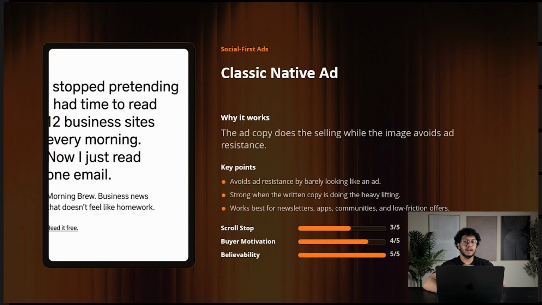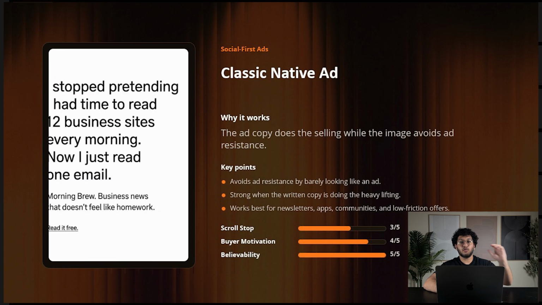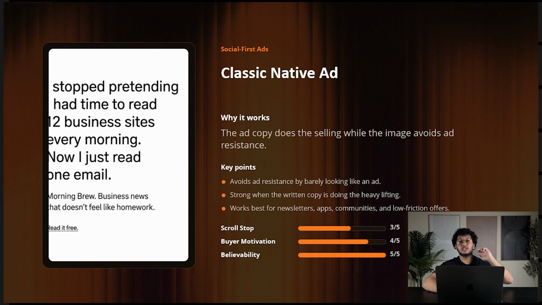C tier. Next is the classic native ad. Classic native ads are D tier. This is the format where the image barely looks like an ad. Sometimes it is just text. Sometimes there is no product. That can reduce ad resistance, but it also puts a lot of pressure on the copy. As a static image, it often lacks visual stopping power. So I'd use this selectively.